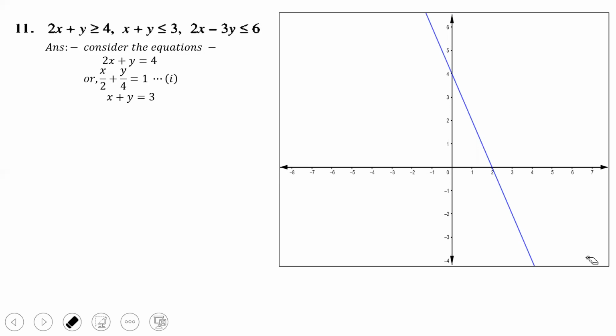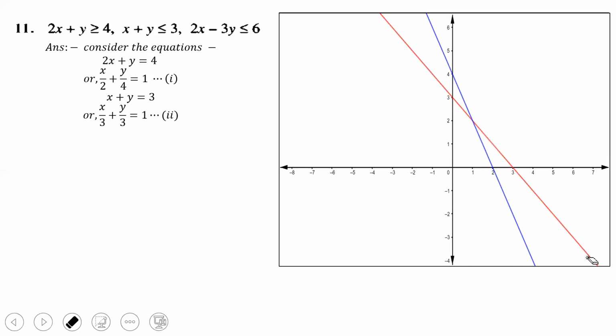Next is x plus y equals 3. That means the intercept form is x by 3 plus y by 3 equals 1. So take the points (3, 0) and (0, 3), these 2 points, and draw the line. Next is 2x minus 3y equals 6, that is x by 3 plus y by minus 2 equals 1. Take the points (3, 0) and (0, -2), and draw the line.